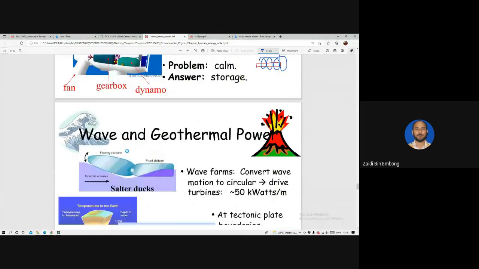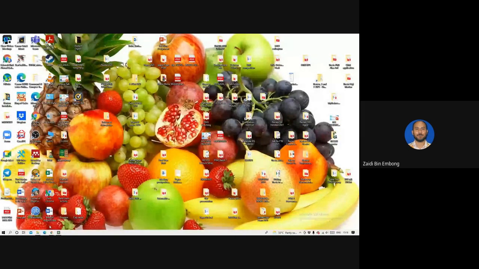Then we have the wave. We have the geothermal system, like that.